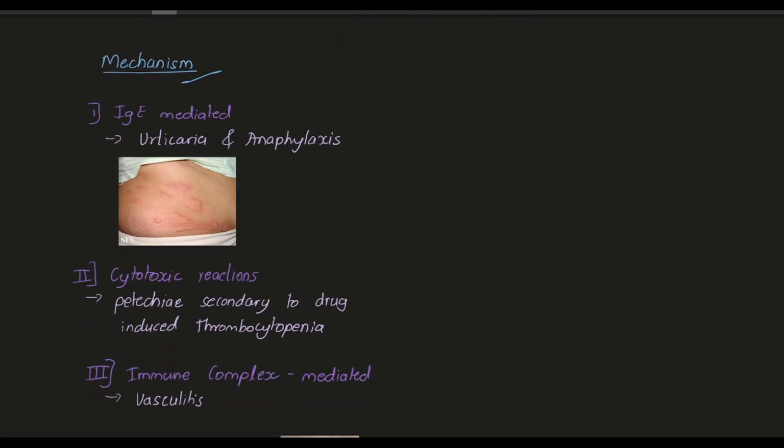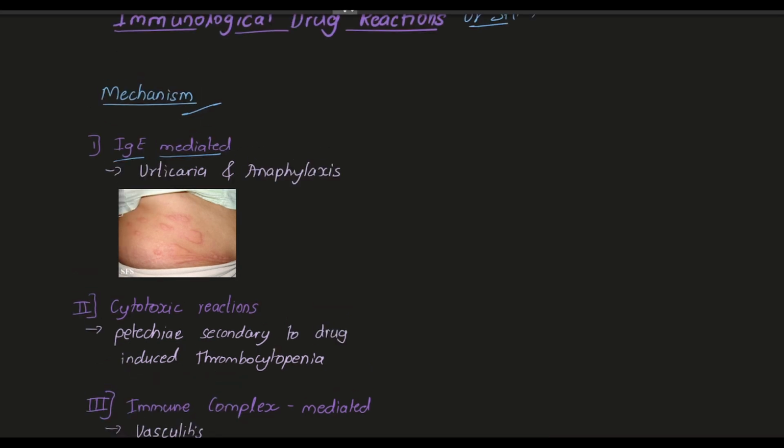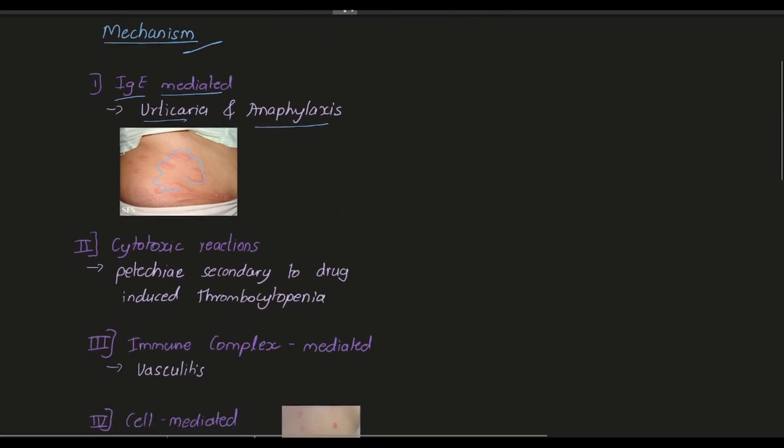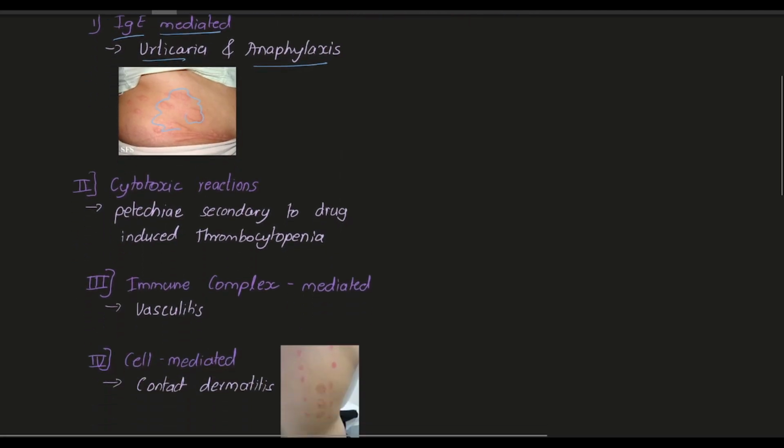Among them, the first one is the IgE mediated immunological response. This causes urticaria and anaphylaxis. These lesions that you are seeing are the urticarial lesions. You can call it urticaria. The second one is cytotoxic reactions.